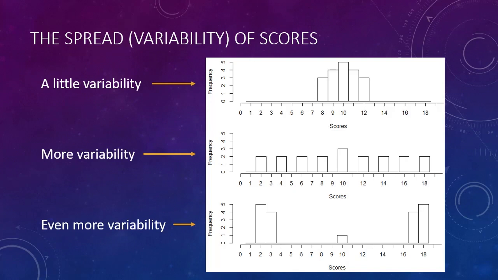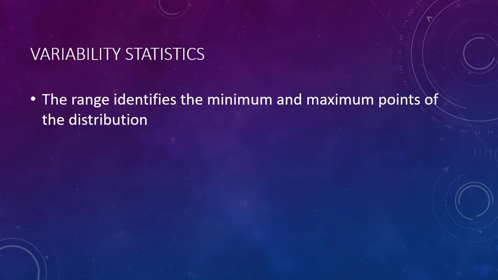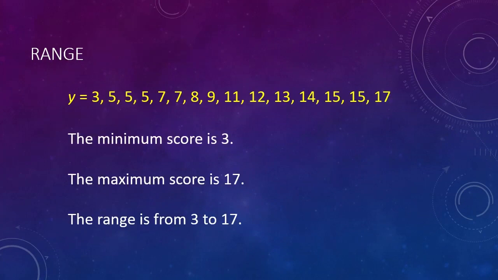Just as we have statistics for the center of the distribution, we have statistics to help us understand variability. The first variability statistic is the range. The range identifies the minimum and maximum scores in the sample. Here's a set of scores. The minimum score is 3. The maximum score is 17. The range is from 3 to 17.